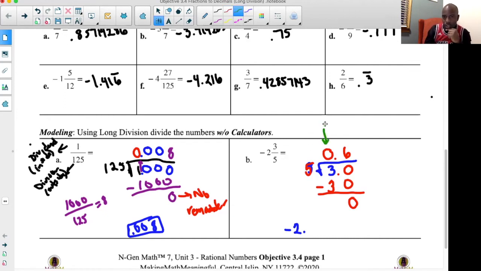This is the ones place. This is the ones place. We already have a number in the ones place. So all we need to do is put the tenths place there, which is 0.6. So this is our answer right here. Okay.